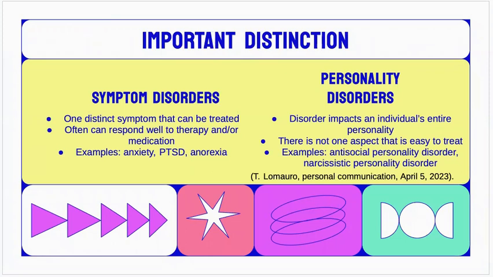Personality disorders, on the other hand, everything is slightly off kilter, and this provides the important philosophical question of how can you fix what makes a person who they are? So there's not one aspect that's easy to treat throughout personality disorders, and this is why they are so complex.